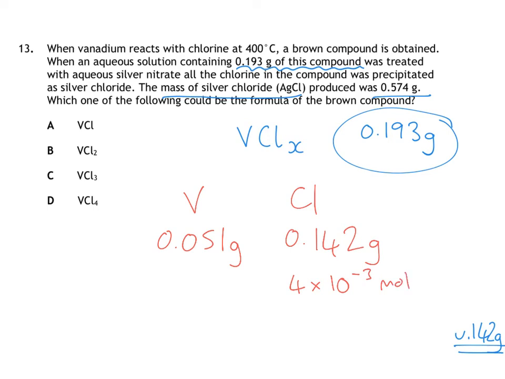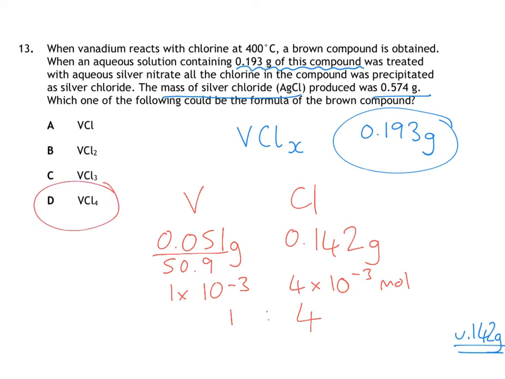I can now do the 0.051 grams divided by the mass of 1 mole of vanadium to work out the number of moles in that. Turns out vanadium has an atomic mass of 50.9, so when I do 0.051 divided by 50.9, I get basically 1 times 10 to the minus 3, which means I have a 1 to 4 ratio, and it is D.